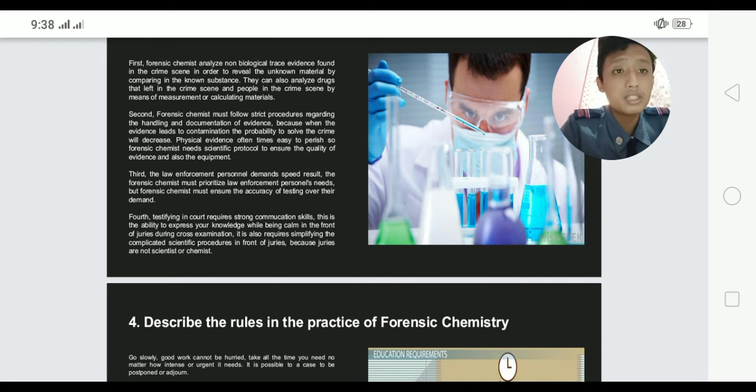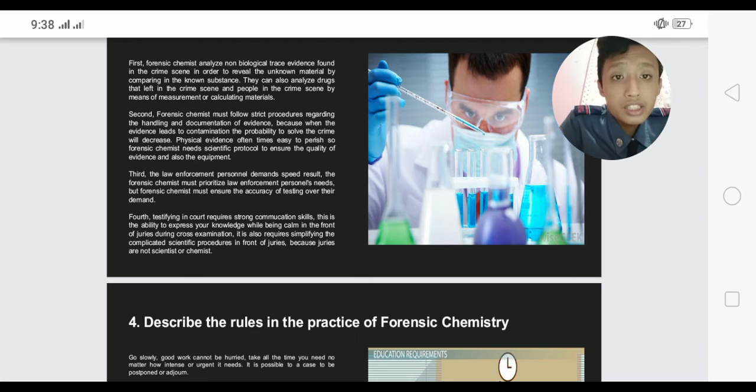Kumbaga, yung mga forensic chemists, minamadali sila ng mga law enforcement officer. The forensic chemist must prioritize law enforcement personnel needs, but forensic chemists must ensure the accuracy of testing over their demand. Kahit na minamadali sila, hindi nila kailangan bara-bara yung gawin nila sa testing. Siyempre, kailangan i-ensure nila yung accuracy ng kanilang pagtetest.